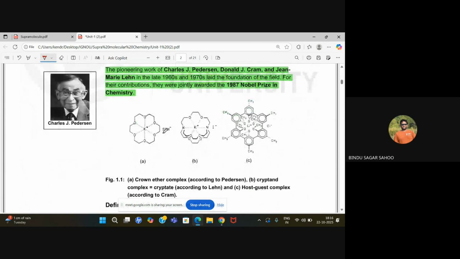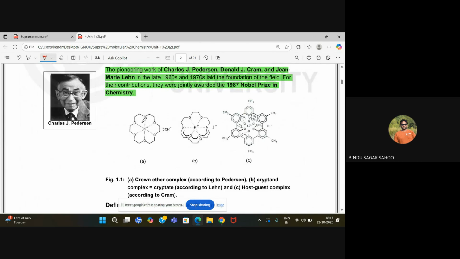These are the different types of supramolecular compounds. The first one is the crown ether compound, the second one is the cryptand compound, and the third one is called a guest-host interaction. Here you can see this is a macrocyclic ligand.